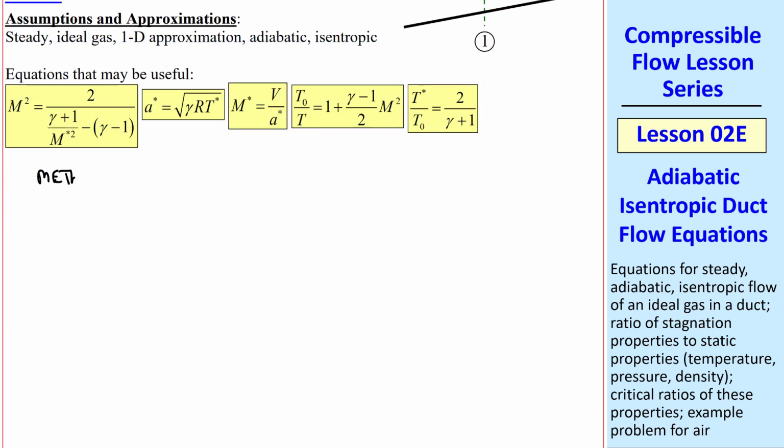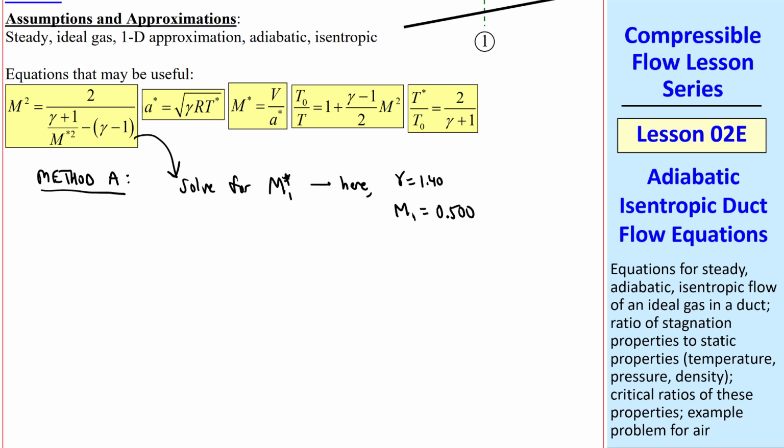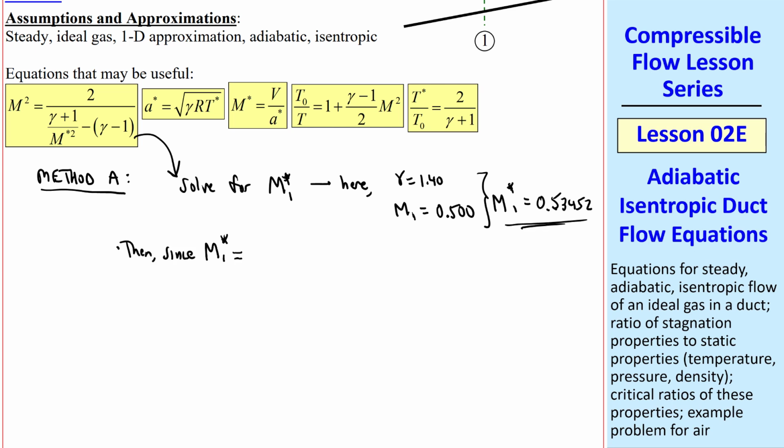I'll solve this 2 ways. Method A is to use this equation, which we can solve for the characteristic Mach number M star, here with gamma equal 1.40 for air, and our Mach number M1 is 0.500, and I'll call this M star 1 actually. M star 1 is different than M1, and to 5 digits it's 0.53452.